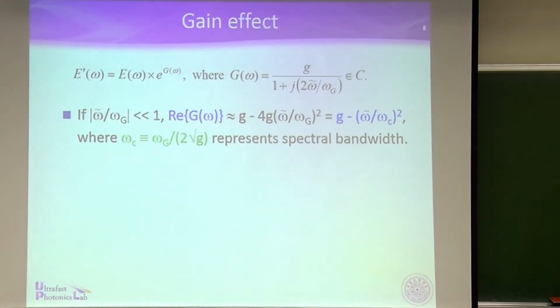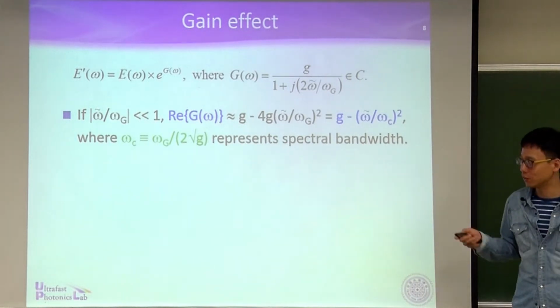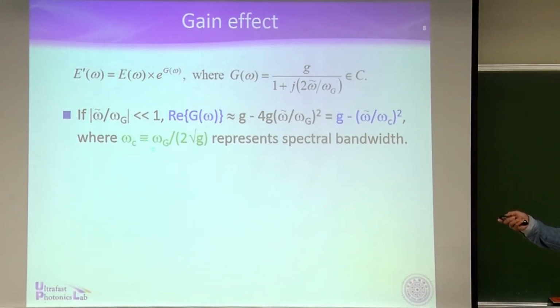But for some reason, our textbook used another symbol, omega c, representing the gain bandwidth. And it's related to the original omega g by a very simple relation shown here. So I adopt the same notation. Here we see a new bandwidth parameter, omega c.